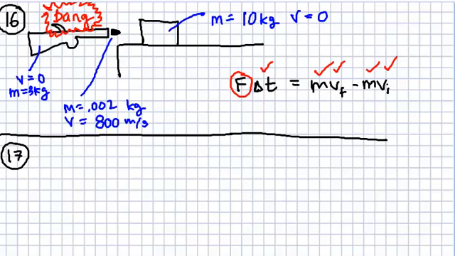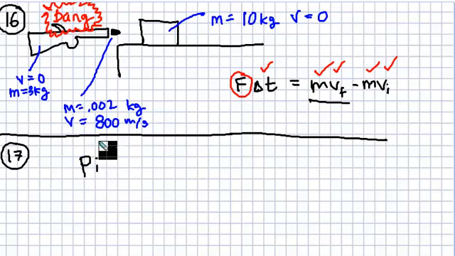In question 17, now we have a two-object system. We've got a bullet and a block. The bullet has a certain momentum, which is that number right there. And the block has zero momentum because it's got zero velocity.